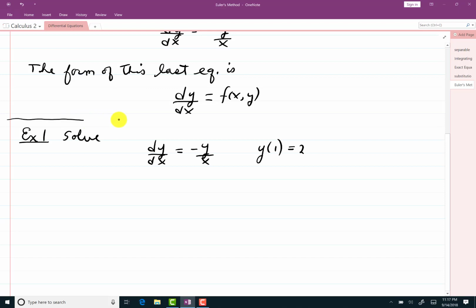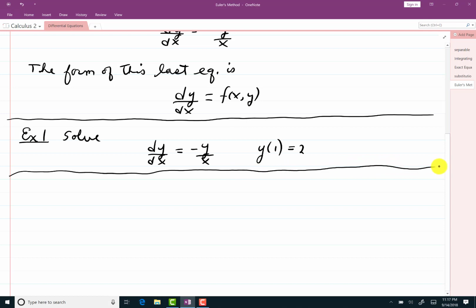Now, I am going to hold off on this. I know we know how to solve it. In fact, I know where it came from. But I want to demonstrate Euler's method on one that we know, and then I'll work on one that we don't know. So here's the idea behind Euler's method.